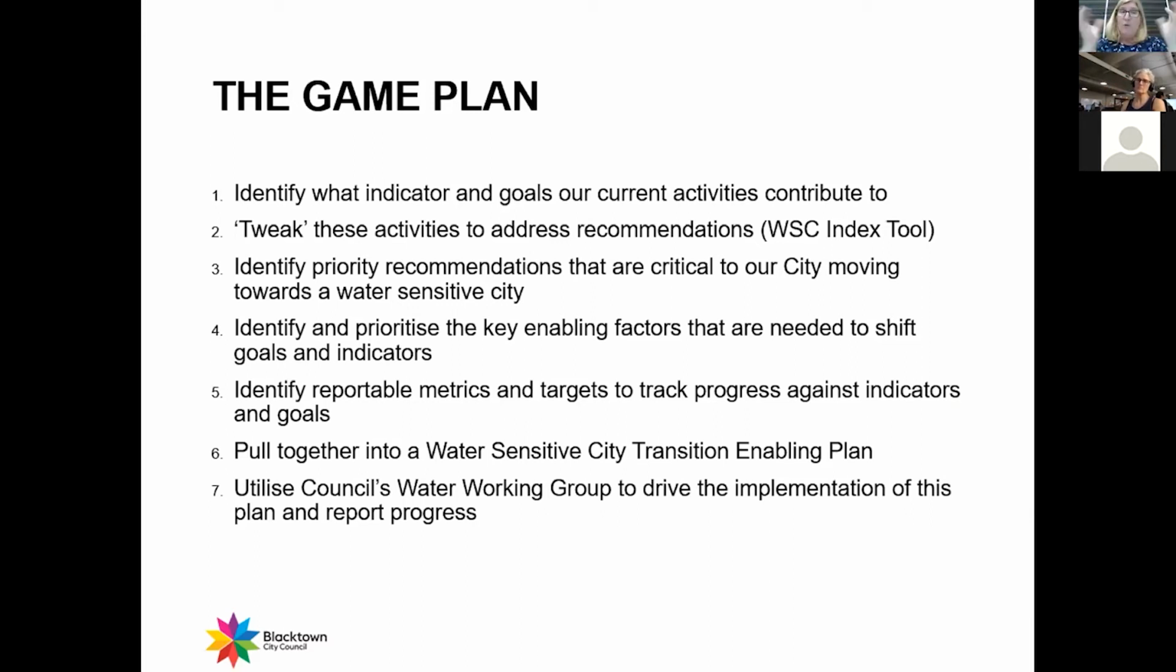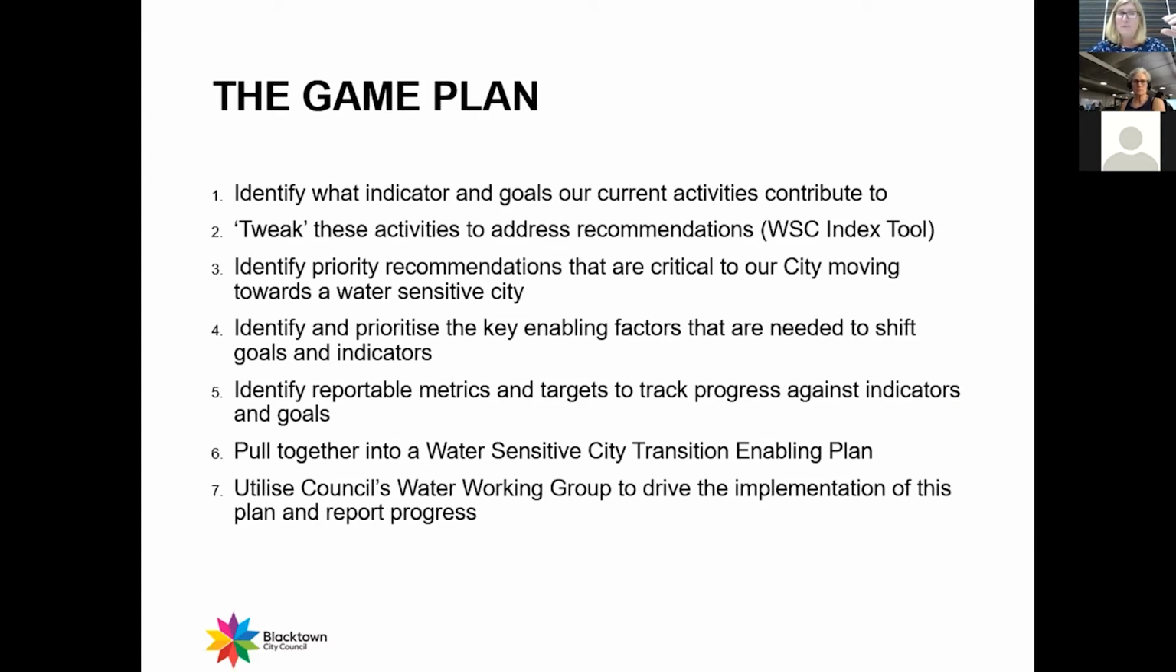So then what we need to do is tweak these activities to identify what more we need to be doing with them to make sure that we're actually meeting the recommendations in the index tool. That, I believe, is our key foundation where we're starting. What do we need to do within our existing resources and budget to implement those recommendations?